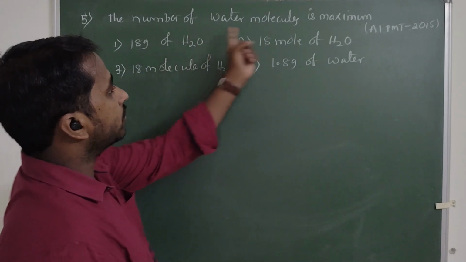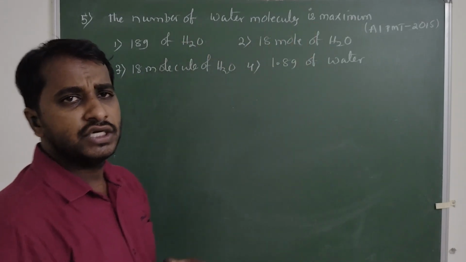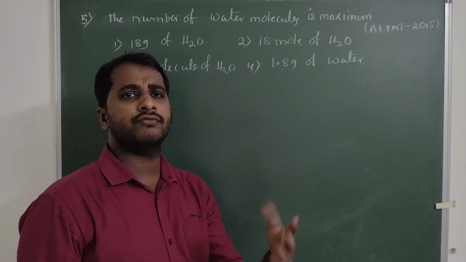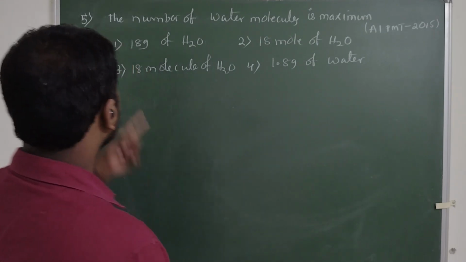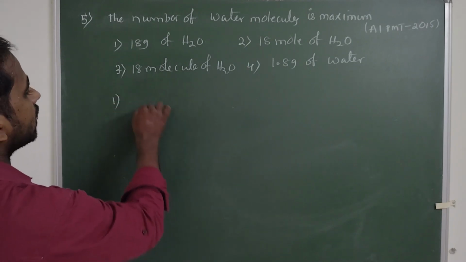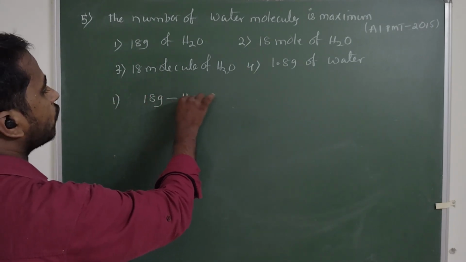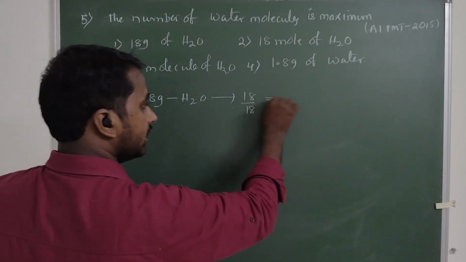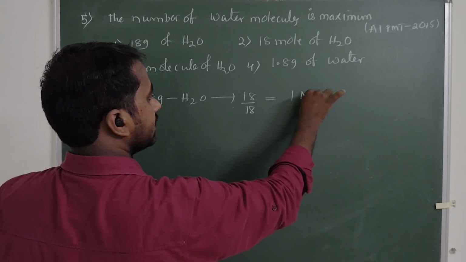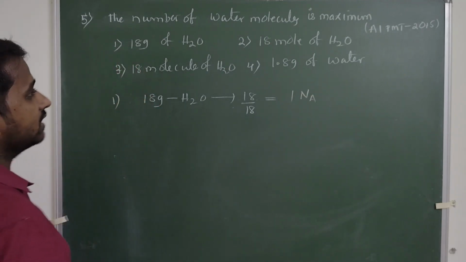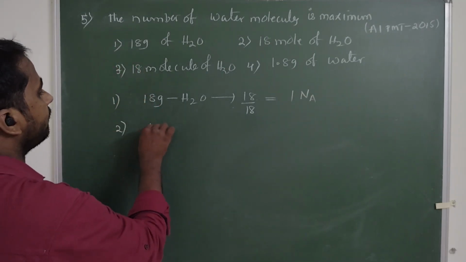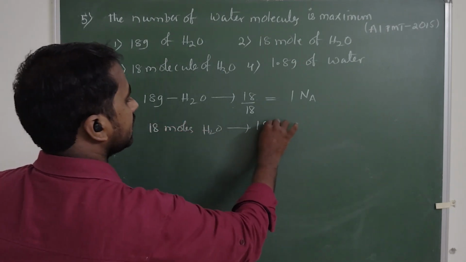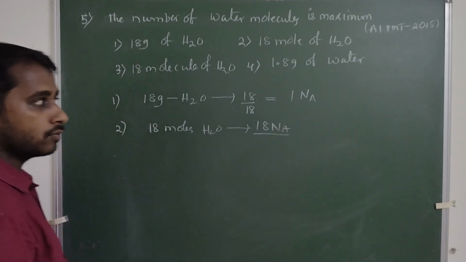So the question is in which the number of water molecules is maximum. So in this case what we should do is just calculate the number of moles. If more number of moles, more molecules are present. The first option, 18 grams of water. 18 grams of water means 18 by 18, molecular mass of water is 18. So 1 mole, so Na number of molecules are present. Coming to the second option, 18 moles of water is nothing but 18 Na number of water molecules.